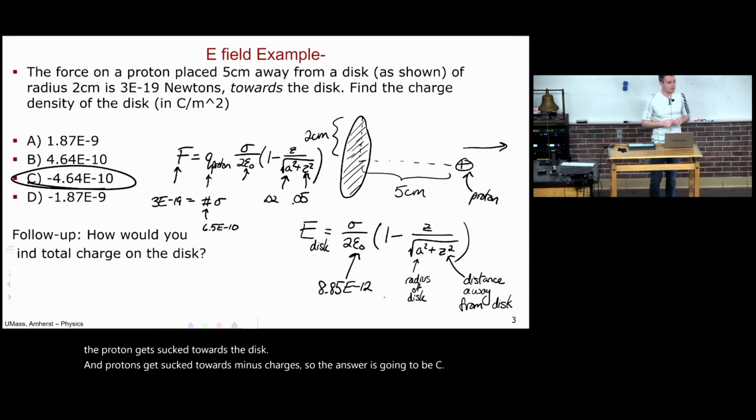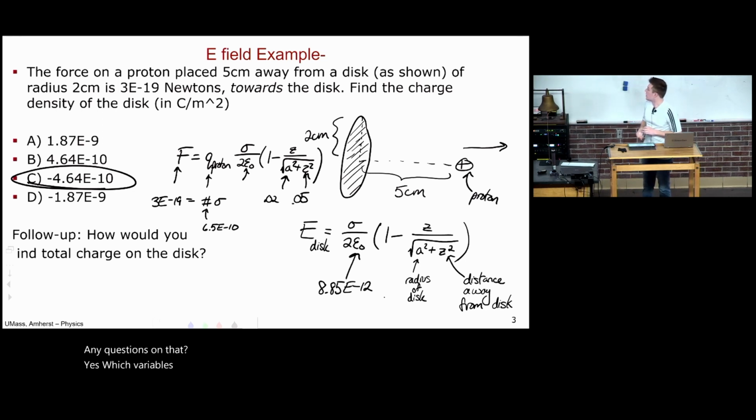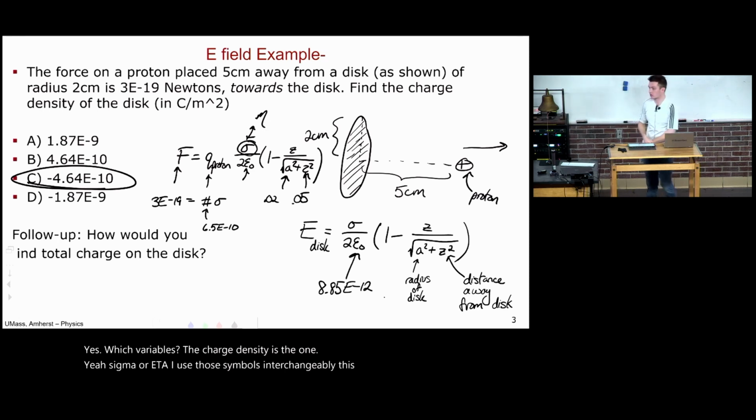Any questions on that? Yes? Which variable is the charge density? Is it the 1, 2? Yeah, sigma or eta. I use those symbols interchangeably. This symbol represents the charge density.